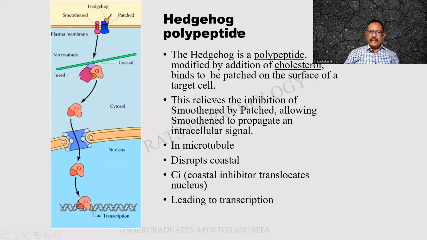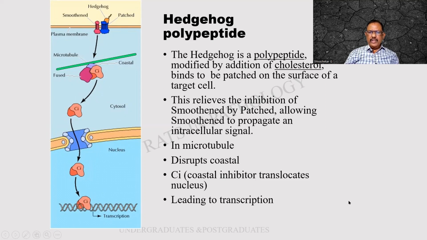Hedgehog polypeptide is another one. This is a hedgehog. I do not know why that name was given. It gets attached to the cell surface. And normally you find there can be the activation of the microtubules and cytosol, etc. And finally, the nucleus. It helps in the formation of a transcription leading to a malignancy.